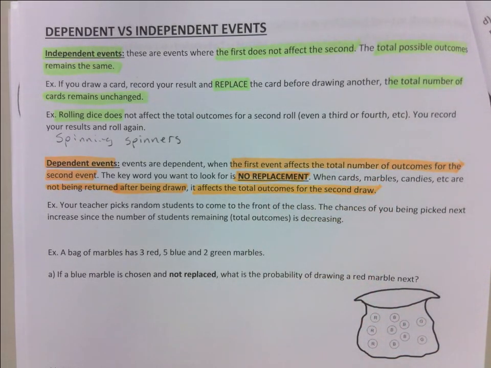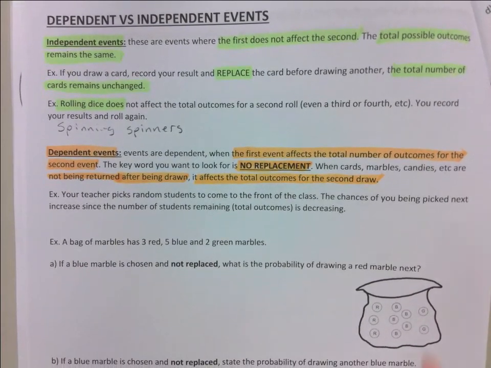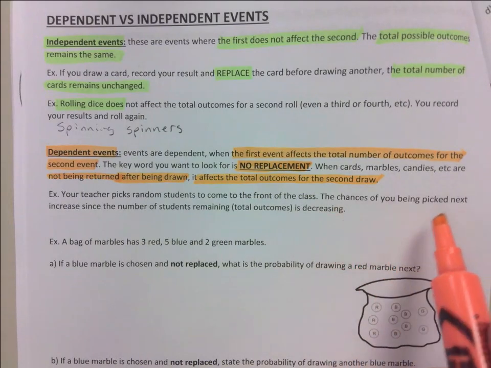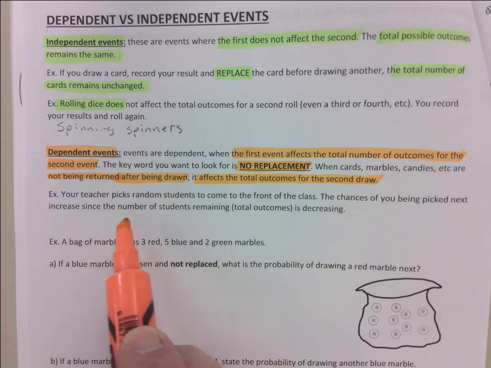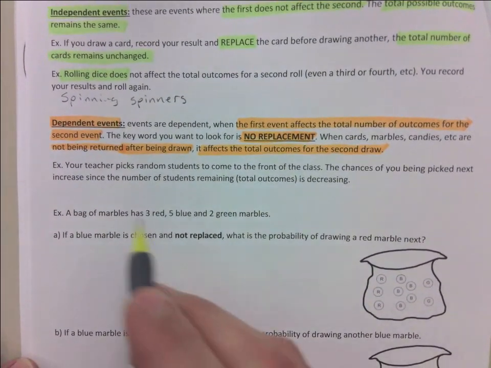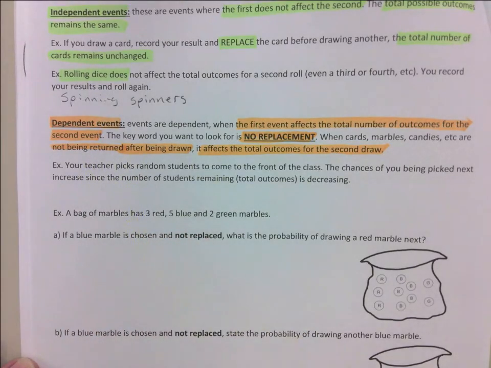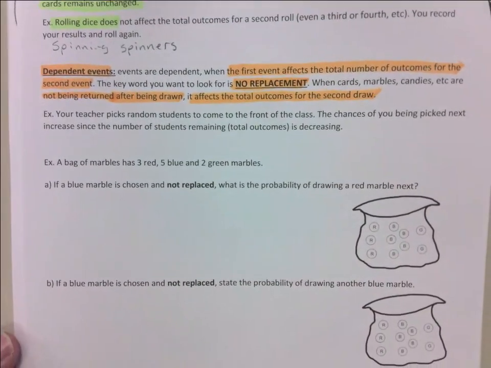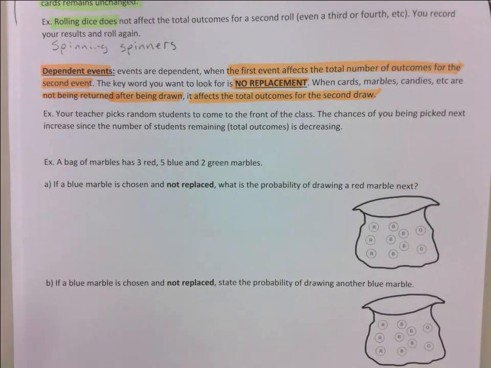Okay. So one example could be your teacher picks random students to come to the front of the class. The chances of you being picked next increase since the total number of students remaining is decreasing, right? So as I'm calling students forward, every time I do that, if I haven't picked you yet, your chances are actually going up. Okay. So emphasis on not replacing.